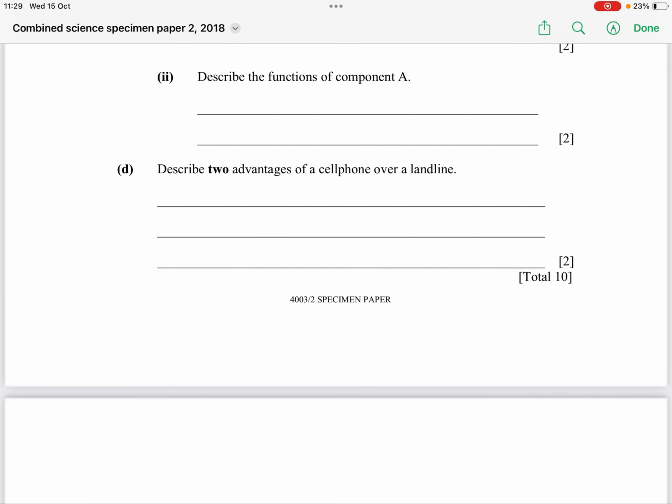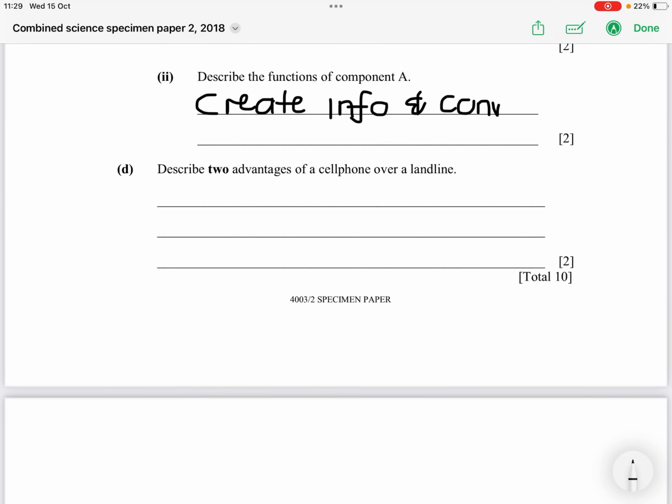And then on part 2, describe the function of component A. Component A, it is the sender. The role of the sender is to create the information and convert it to a signal.